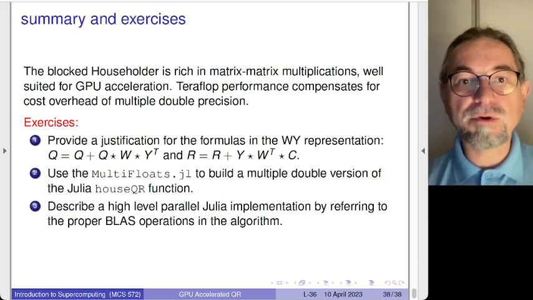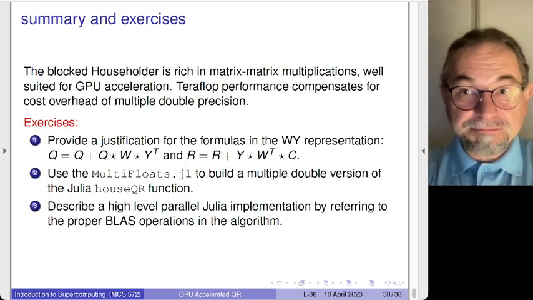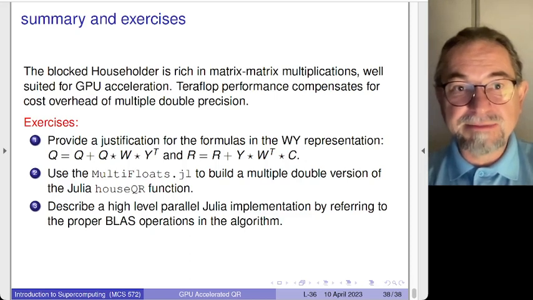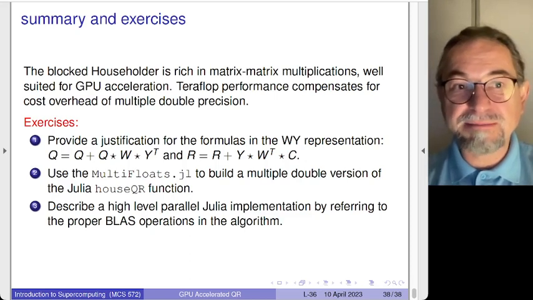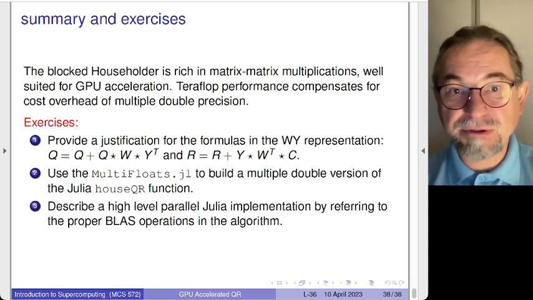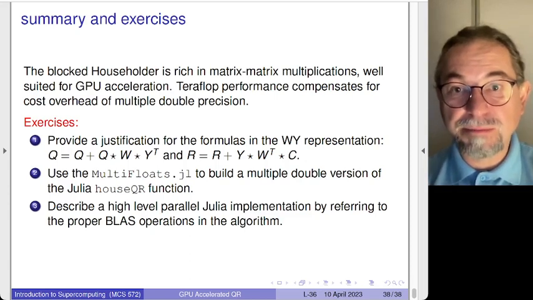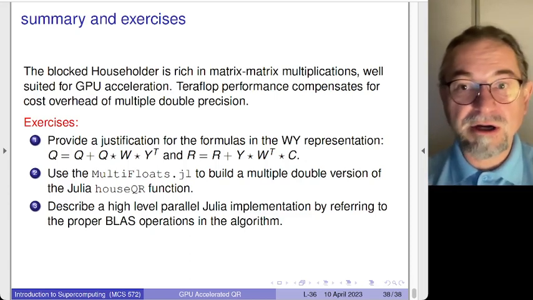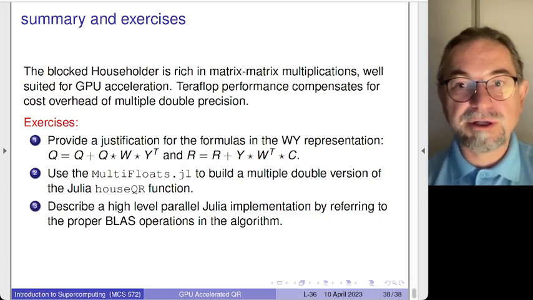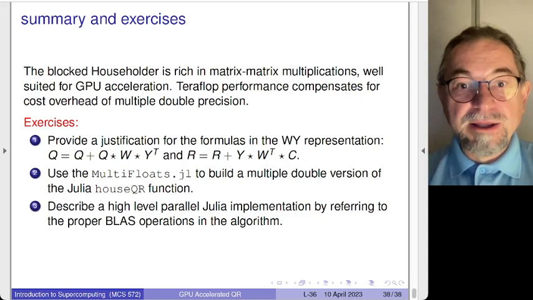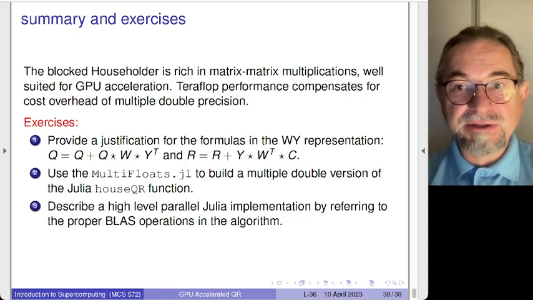consulted. Okay, the main takeaway from this is that blocked Householder QR is a great application for matrix multiplication, well suited for GPU acceleration. You get teraflop performance already for low dimensions when you work in multiple double precision. Here are 3 recommended exercises. So in a way, the purpose of this course is that you find your way into the literature. It's also an invitation for your own experimentation.